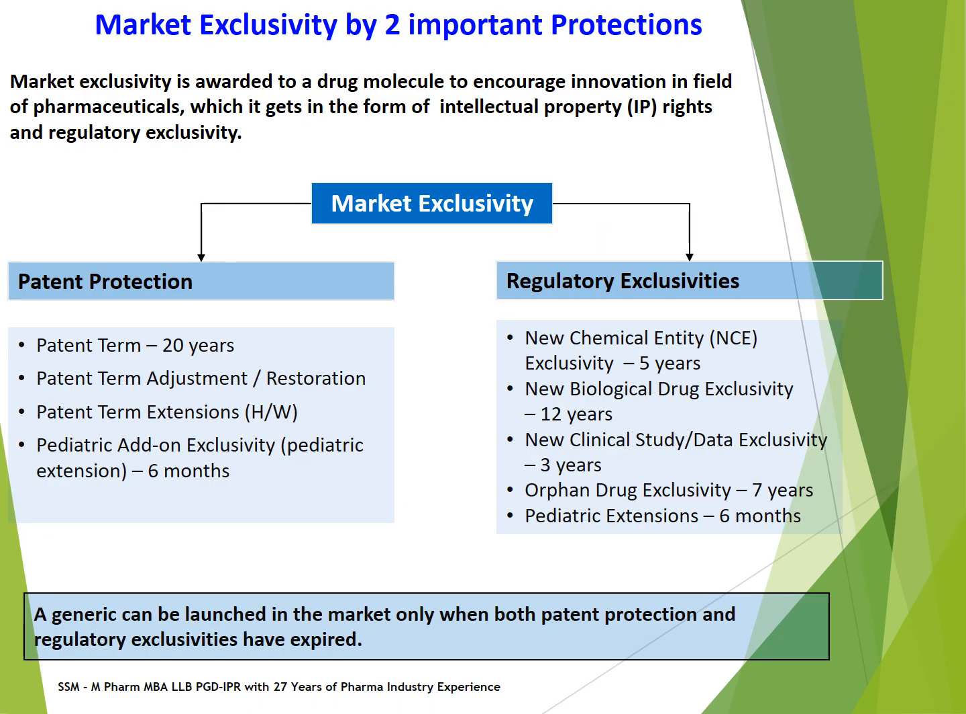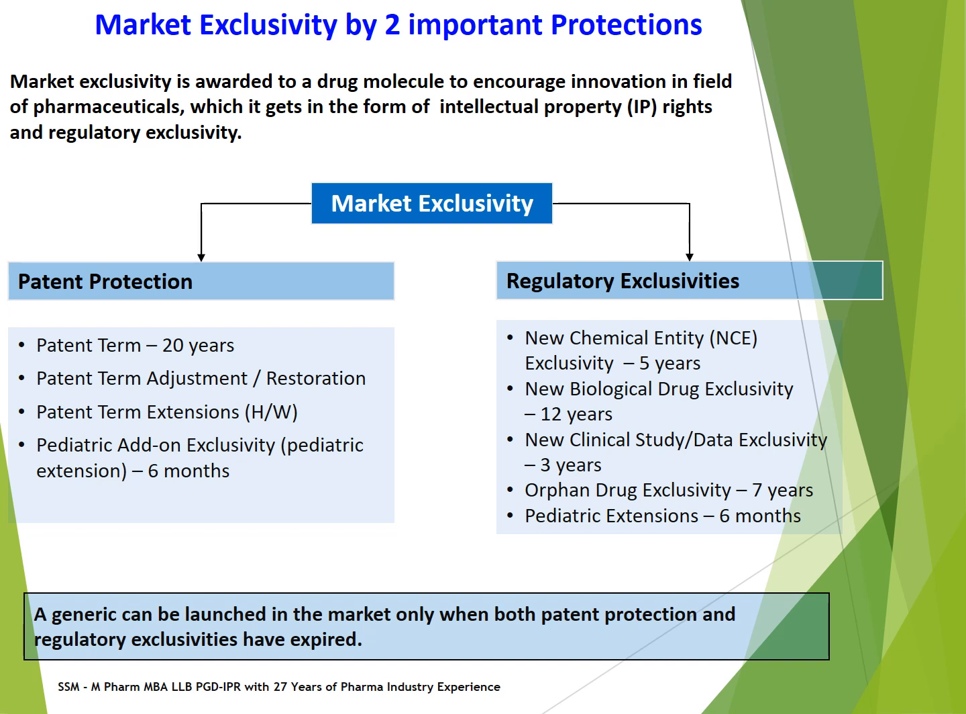So market exclusivity is awarded to a drug to encourage innovation in the field of pharmaceuticals, which it gets in the form of intellectual property rights or IPR, in the form of patent protection, and in the form of regulatory exclusivities. So basically the market exclusivity is of two types: patent protection and regulatory exclusivity. So as I told you in the previous slide, patent term is for 20 years. If patent is granted, the term of patent will be 20 years.